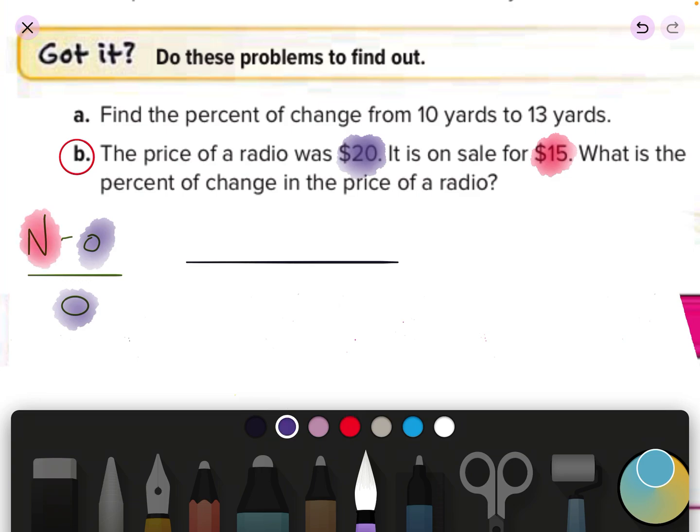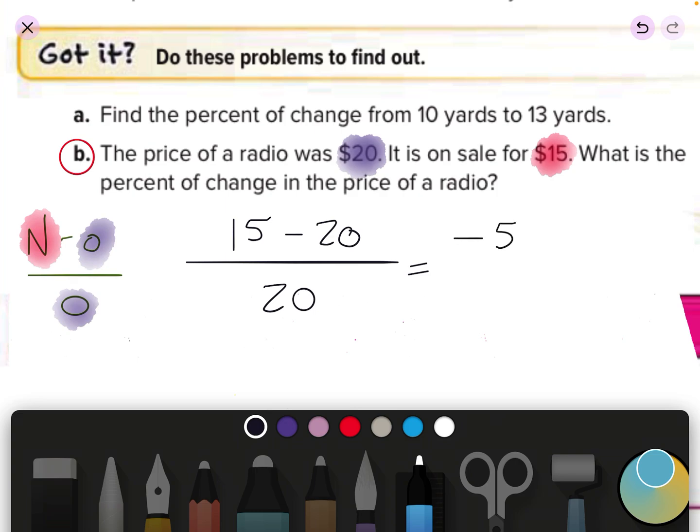Okay, so when I go to put everything together, now it's just 15 minus the original, which is 20, divided by the original, which is 20. Okay, so the price, 15 minus 20, again, you got to make sure you put them in the right position, because when you subtract, the order matters, what comes first and what comes second, right? That does matter. It's gone down $5 in price.